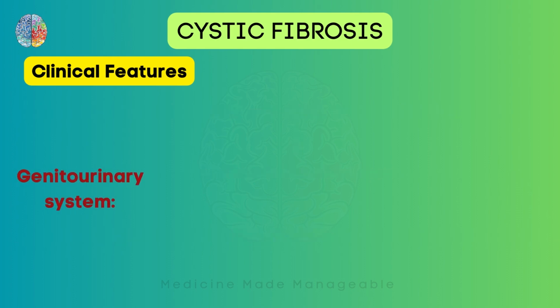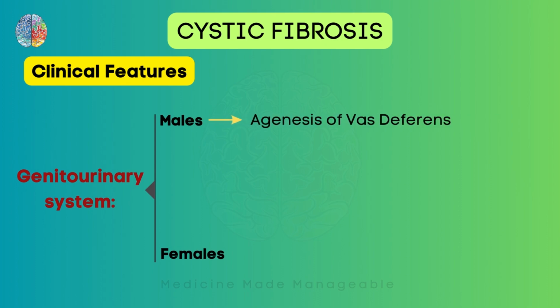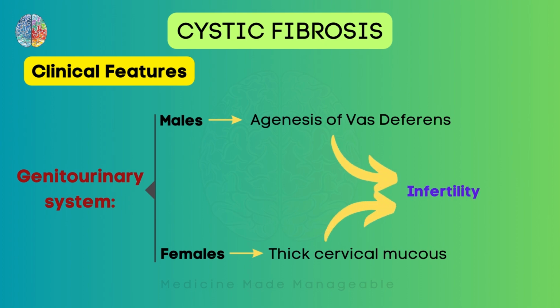Now in the genitourinary system, it can affect both males and females. In the males, it can cause agenesis of the vas deferens, and in females it can cause very thick cervical mucus. Both of these can lead to infertility. So infertility can be a very important hint given in the question that you have to pick up.